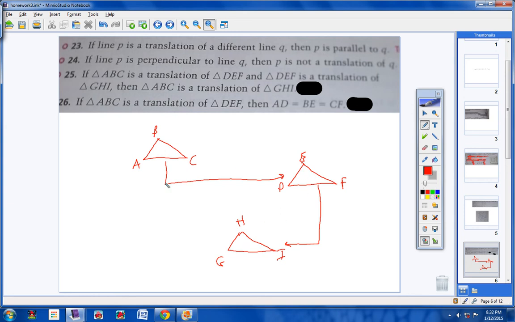Notice they're all facing the same direction, then this triangle here will definitely be a translation of this triangle here because they're facing the same direction. So for this triangle here, we went down and then over to this triangle here. So guys, look, this is definitely true because if this triangle here translates to here, they're facing the same direction. And if this triangle here translates to this triangle here, then they're facing the same direction. So this triangle and this triangle definitely have to be the same translation. Alright, number 26.